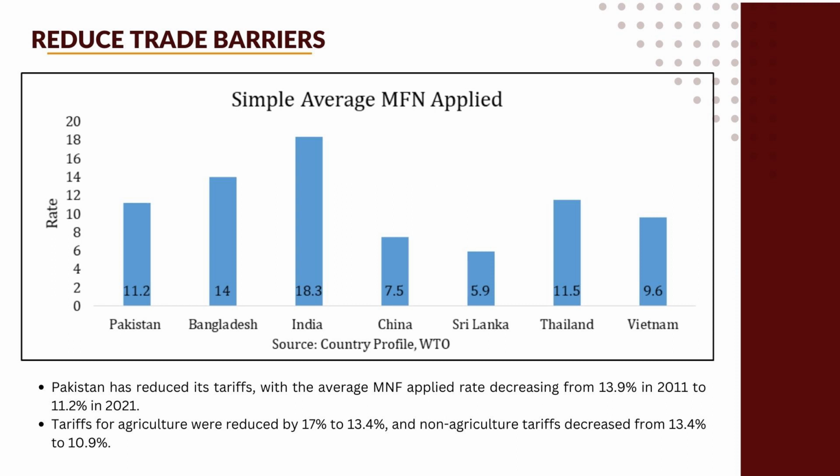But one thing that distinguishes Pakistan is that we have other trade barriers as well, such as sales tax, additional sales tax, regulatory duty, additional customs duty that increases the overall trade barriers. But if we look at the trends of the last 10 years, the average tariff rate of Pakistan has decreased from 13.9% in 2011 to around 11.2% in 2021. And tariffs for the agriculture sector have reduced by 17%, whereas non-agriculture tariffs decreased to 10.9%.